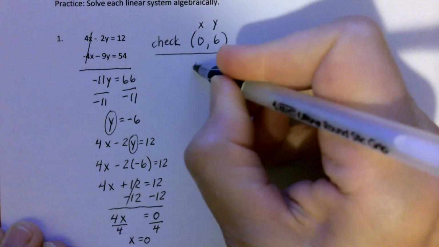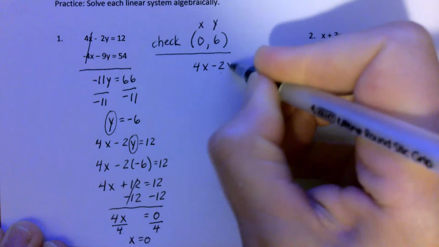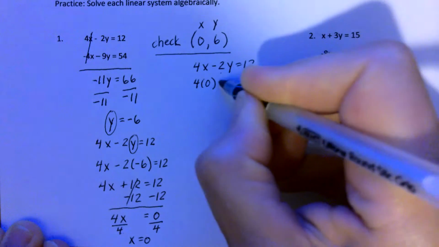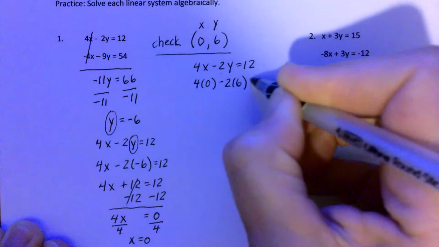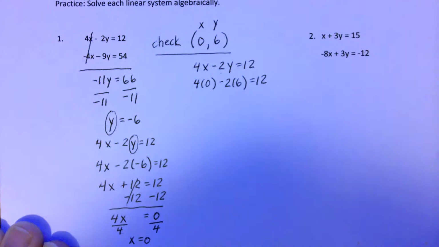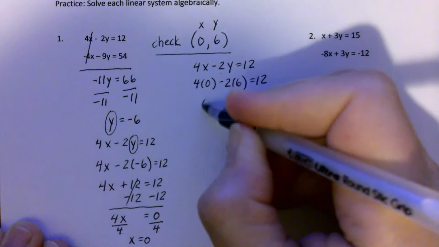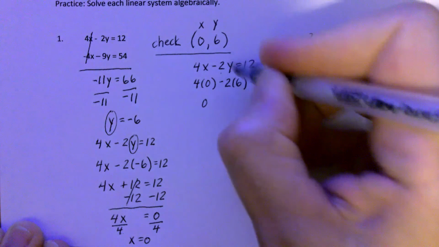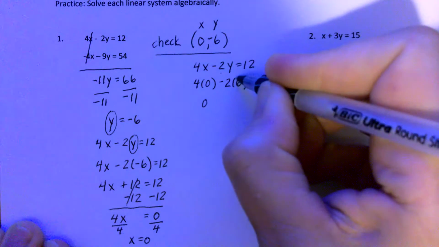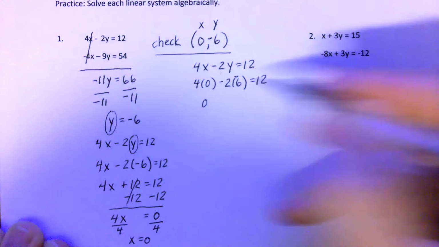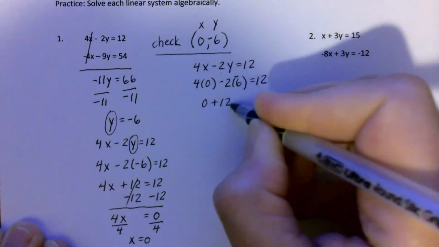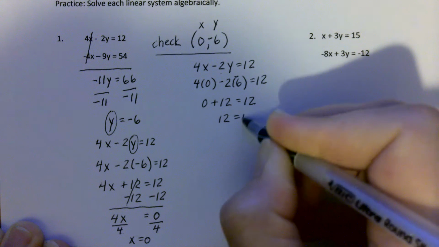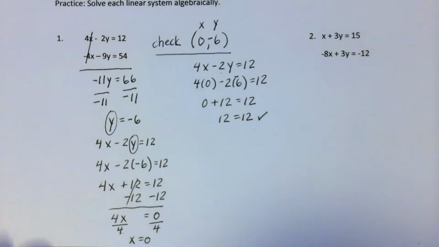The way we check, we write one equation, we substitute those numbers in: 4 times 0 minus 2 times negative 6 equals 12. And now we do the math. 4 times 0 is 0. A negative 2 times a negative 6, excuse me, this was a negative 6, is a positive 12. And 0 plus 12 is 12, and that's identical to this side.